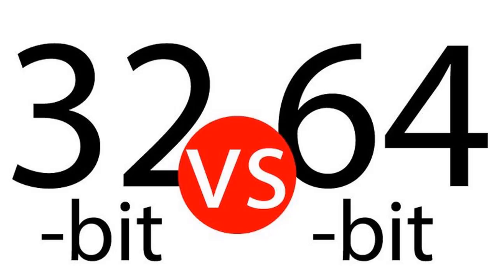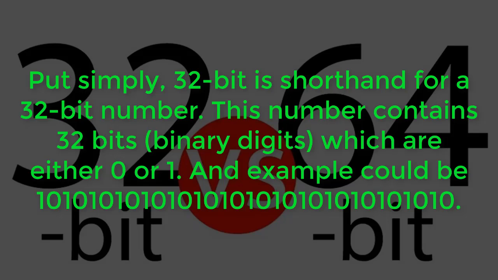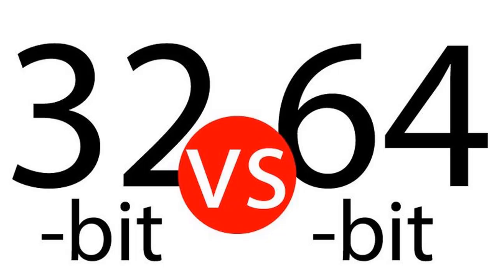What is 32-bit and 64-bit? Put simply, 32-bit is shorthand for a 32-bit number. This number contains 32 binary digits, which are either 0 or 1. An example could be 1010, and lots of this. A 32-bit processor is by definition capable of dealing with instructions and referencing memory locations of 32 bits.